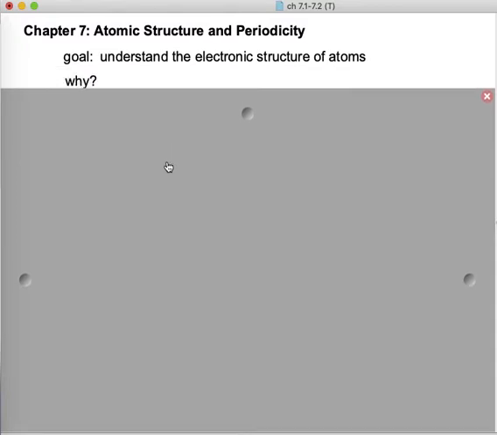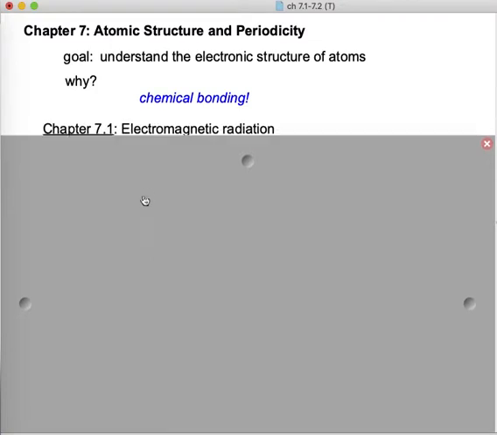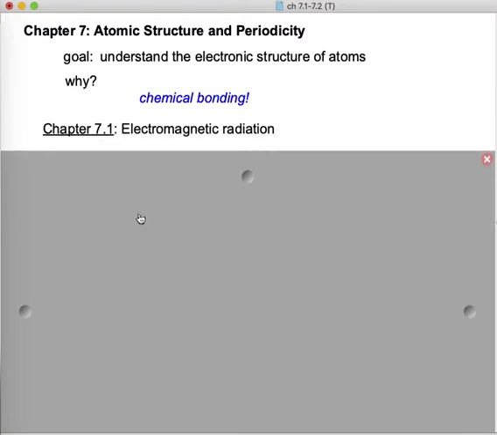Well, you might ask, why do we care? That's a really complicated question, but the simplest answer is chemical bonding. We know that chemical bonds form when atoms gain, lose, or share electrons. The arrangement of electrons in the atom is going to completely determine how atoms gain, lose, and share electrons. So we'll begin by talking about electromagnetic radiation.